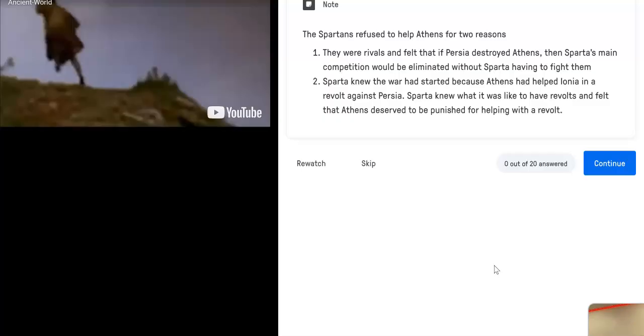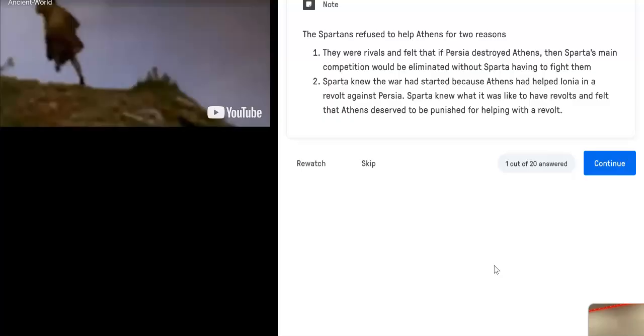So the first thing Sparta thinks, which is actually really, really smart, Sparta goes, okay, our big rival is Athens. Persia has this super strong army that has never been defeated. Persia is going to take care of Athens for us. Okay? So Sparta's like, well, wait a minute. If we can get our rival taken care of, right? They felt that if Persia destroyed Athens, then Sparta's main competition would be eliminated without Sparta having to fight them.